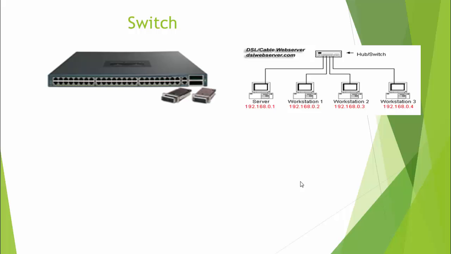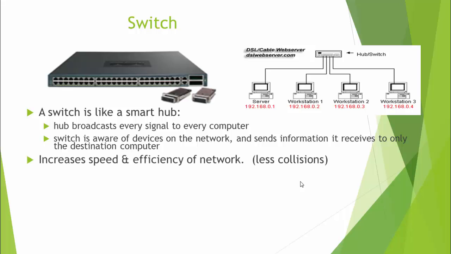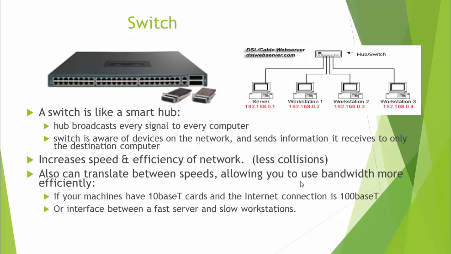So this is a switch. Good ones really aren't that expensive anymore, and so we see far more of these than hubs. How does it work? It's like a smart hub, where the hub broadcasts every signal to every computer. The switch is aware of which devices are on the network and sends information only to the destination computer. This increases the speed and efficiency of the network by reducing the number of collisions.